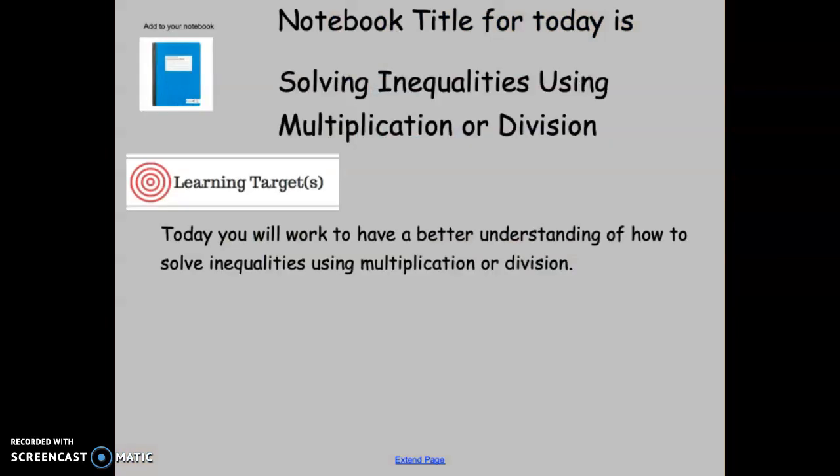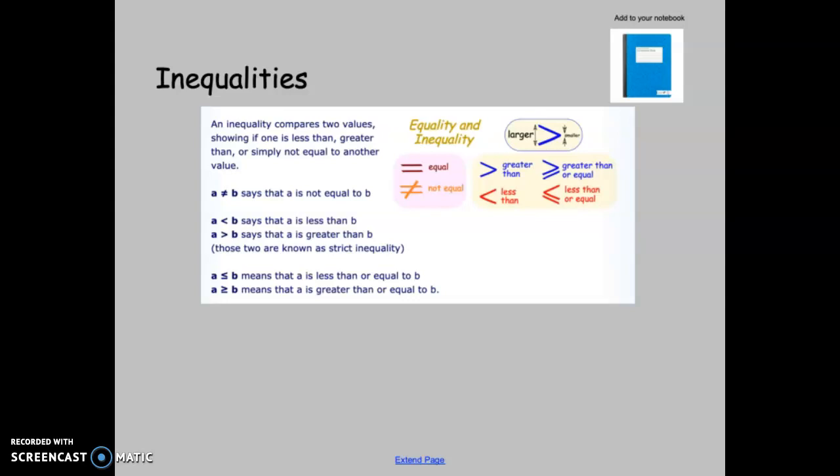All right, so our topic for today, your title, is Solving Inequalities Using Multiplication or Division. And today you will work to have a better understanding of how to solve inequalities using multiplication or division. So make sure that this title is added into your notebook, along with in your table of contents in your math notebook.